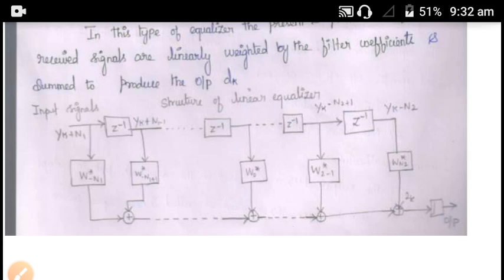Then the outputs from these filter coefficients are summed together. They will set some filter coefficient, that is w*(n). So these are all summed together just to produce the linear filter output.